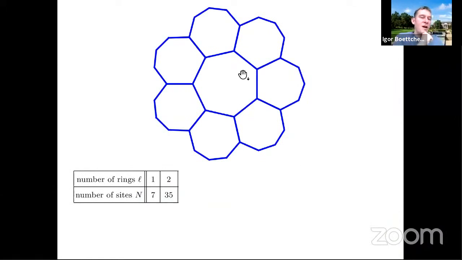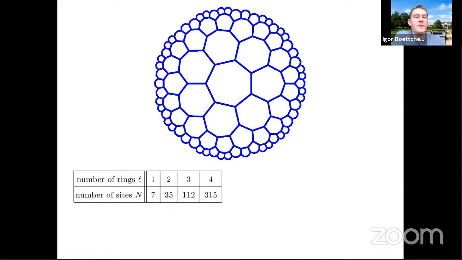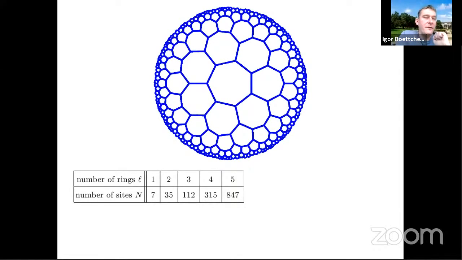So let's study the properties of this 7 3 lattice a little. So I make a lattice out of heptagons. I start with the first heptagon and I count how many lattice sites I have. Well, if I have one of these rings, I have 7 sites. Now I add this second ring and I already have 35 sites. So the sites are on the vertices of this graph. Now let's add another ring. Then I already have 112 sites. Another ring, 350. Another one, 847. So every time I add another layer of heptagons, I add as many sites as I already had.